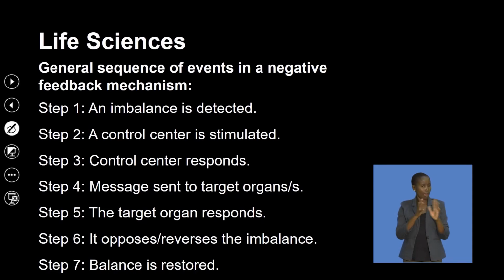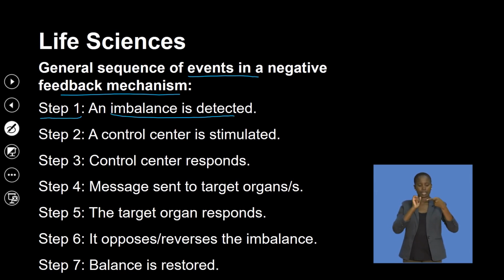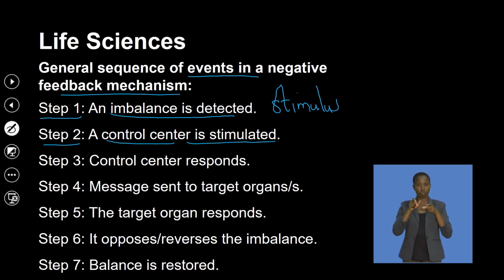The general sequence of events in a negative feedback mechanism involves the following 7 steps. Firstly, step 1, an imbalance is detected. That means there is a change, that is the stimulus. So go back to the 4 concepts. A stimulus is detected, and that's a change from the norm. So an imbalance is a change from the normal. The second step is that the control center is stimulated. A control center could be in the brain, or it could be an endocrine gland like the pituitary gland. That is then stimulated.